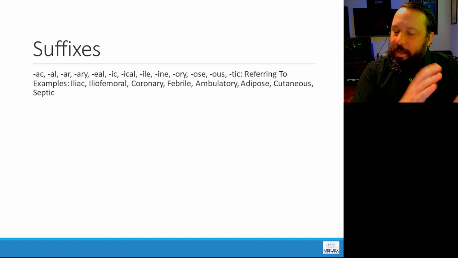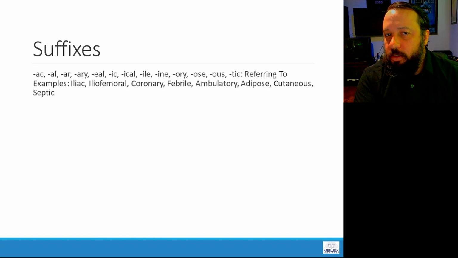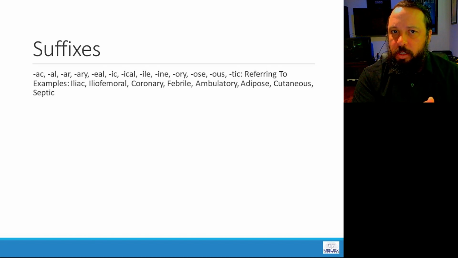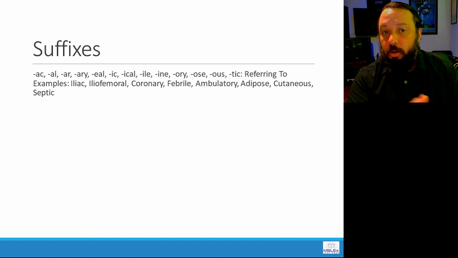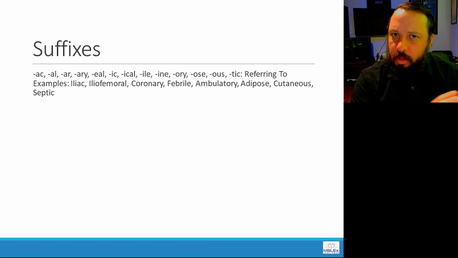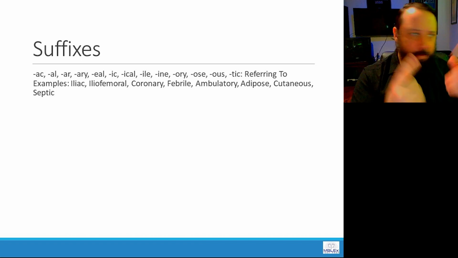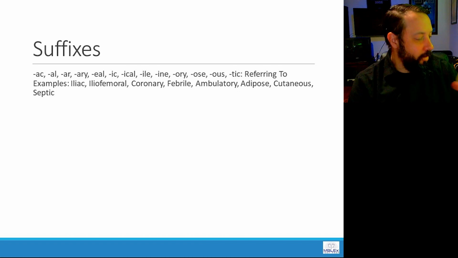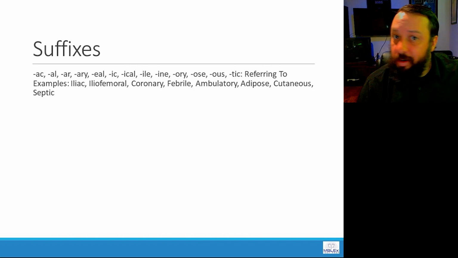So there are a lot of these terms that just mean referring to, like iliac means referring to the ilium. Iliofemoral means referring to the ilium and the femur. Coronary means referring to the arteries around the heart, right? That make that crown-like structure, coronary.